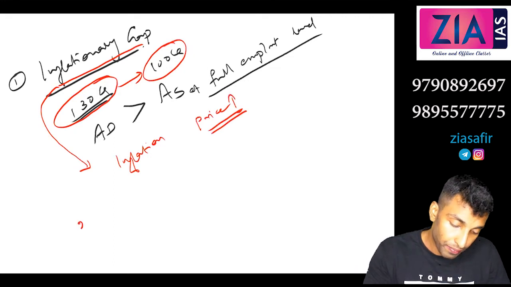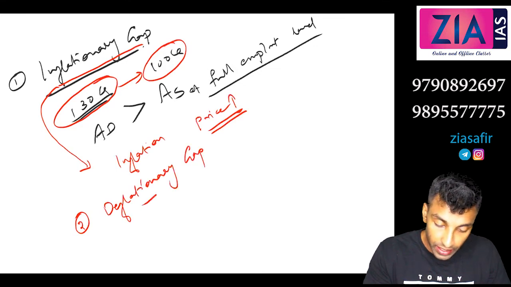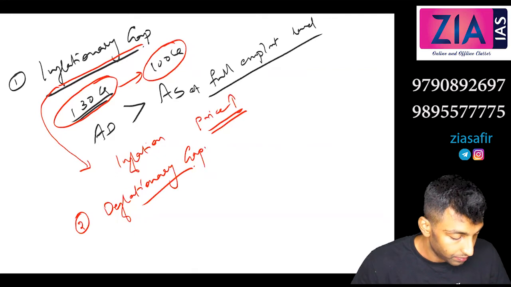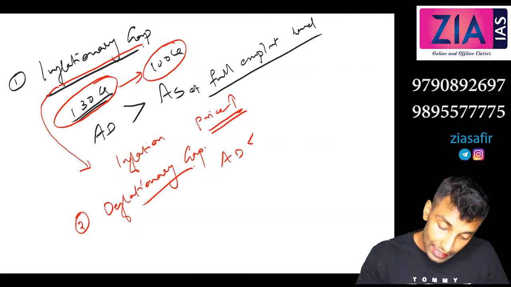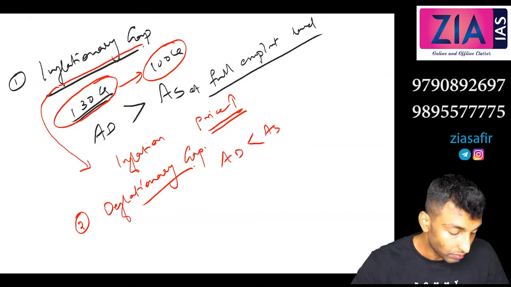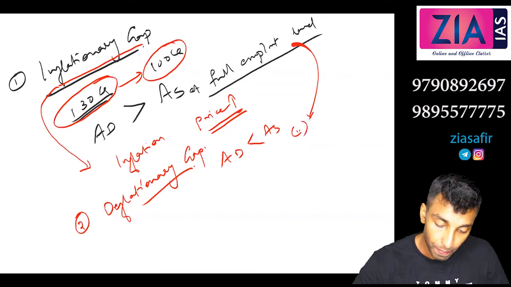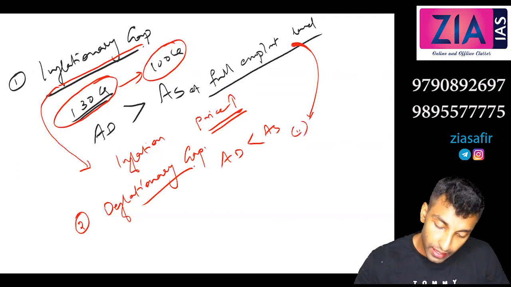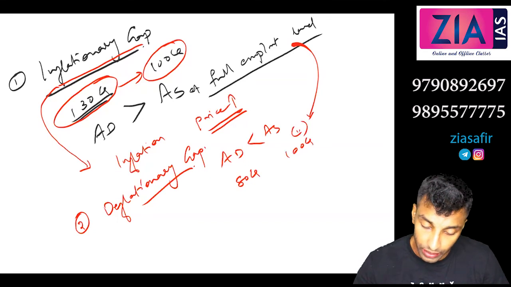Next, you write deflationary gap. So how will you write this? Aggregate demand less than aggregate supply at full employment level. This also you can write here at full employment level. So let's say 80 crore is the demand, and that means demand is very less, supply is more than 100 crore, or let's say 100 crore.